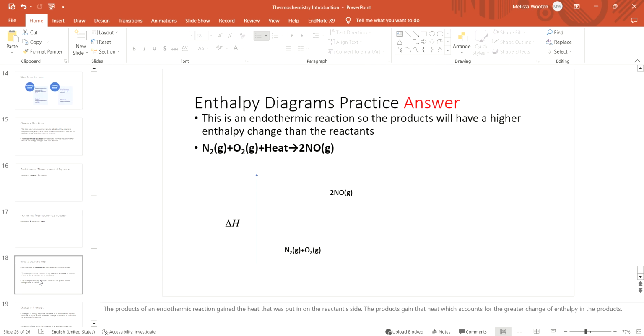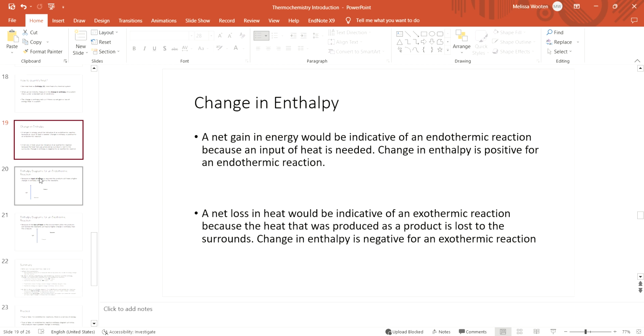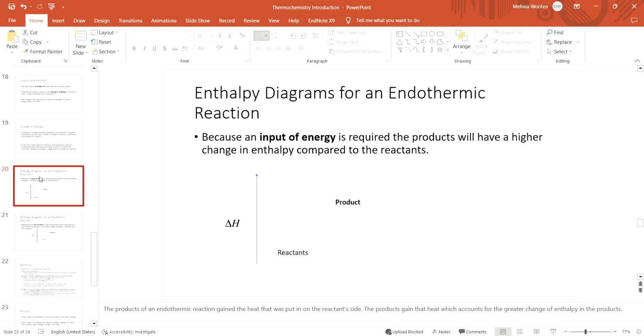So we were here talking about enthalpy diagrams for endothermic reactions. So an enthalpy diagram doesn't really have a 0 point. You're just measuring the change in enthalpy, delta H over here. And so when we talk about endothermic reactions, you have an input of energy required. So the products have a higher change in enthalpy compared to the reactants.